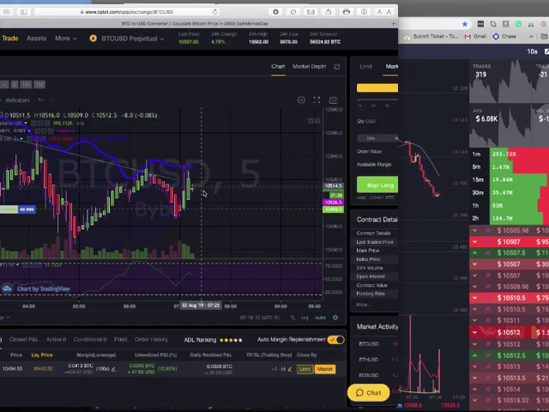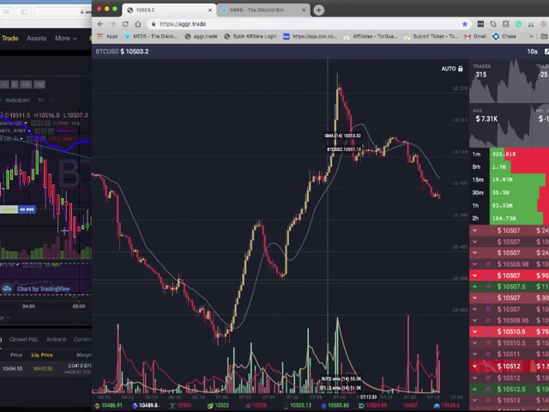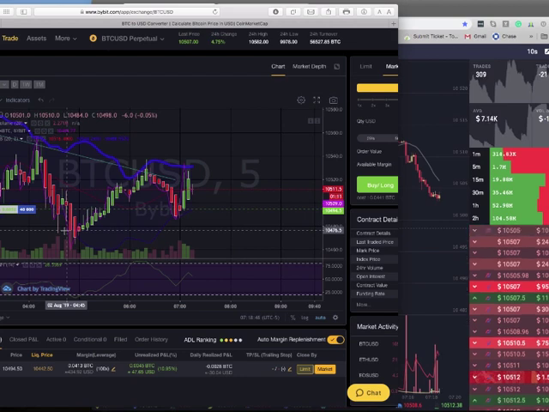So I hope this helps you think about how you enter into a trade, stay into a trade, and pick your exit point and manage your emotions as you go through these very short-term trades.